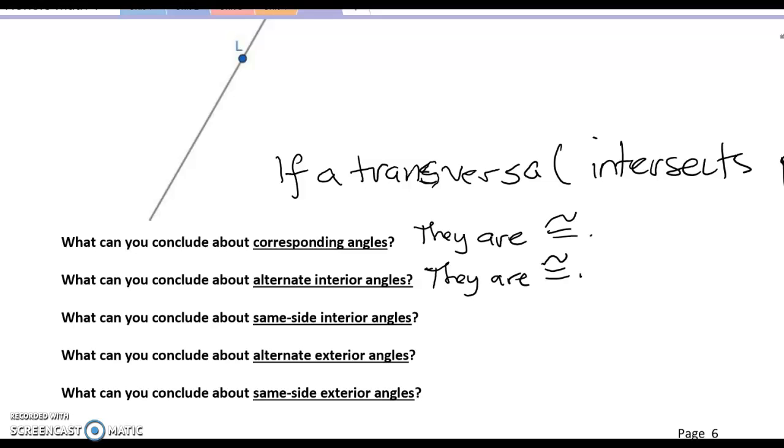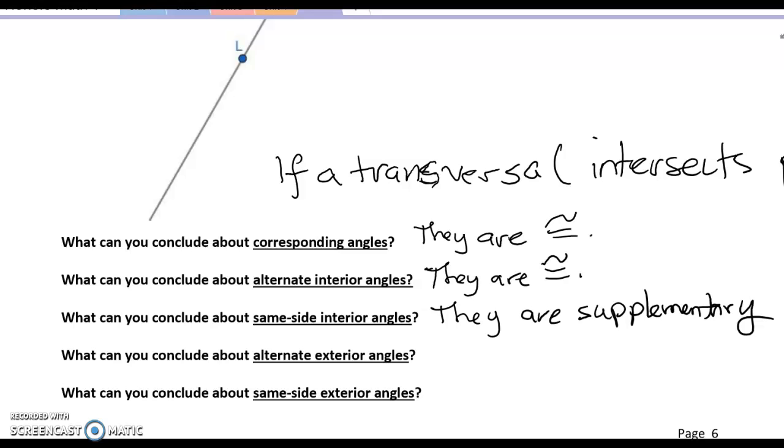What happens to the same side interior angles? If you have a transversal line that intersects parallel lines, the same side interior angles are supplementary. So they're not congruent for this one. The same side interior angles are supplementary. If you have a transversal line intersecting parallel lines, the same side interior angles are supplementary.